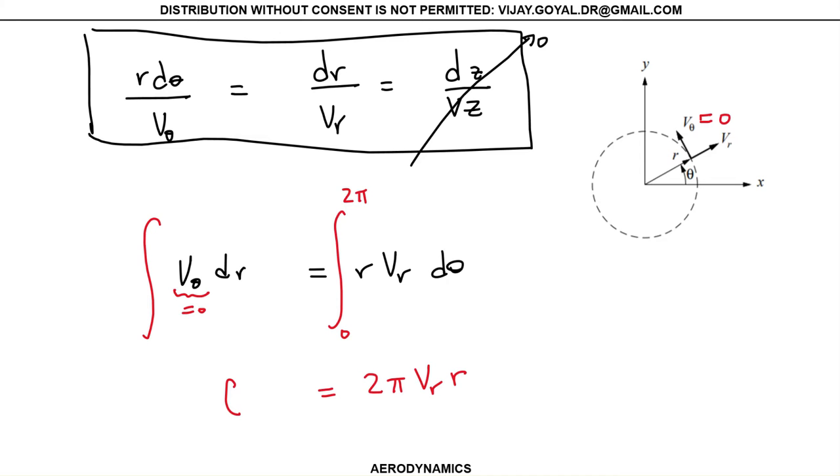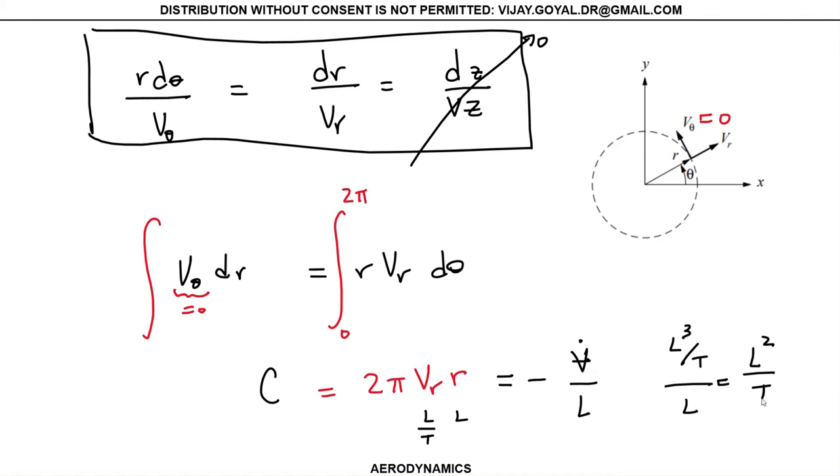Now you can also show that this is nothing else than minus your volumetric flow per unit length. And you can check the units here. You can say C is equal to this, and the units are checked as follows. This is L over time, this is L, this is L cubed over time. This is L, which will give you L squared over T. So the units are consistent, and I found my C, and I can solve for V.